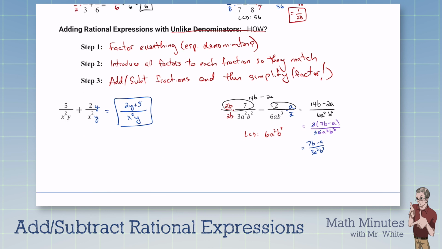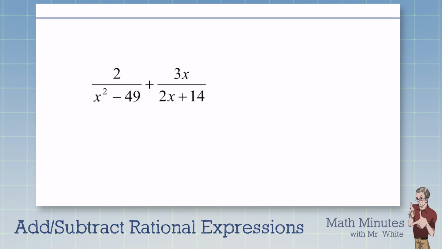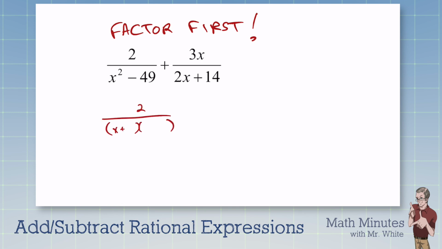All right, so let's move to where we have some binomials and trinomials in the action. You see how these denominators look very different, don't they? Well, the first step I said was to factor everything first. Factor first, folks. Write that in your notes. Factor first. So the bottom on this left fraction is going to be x plus 7, x minus 7.